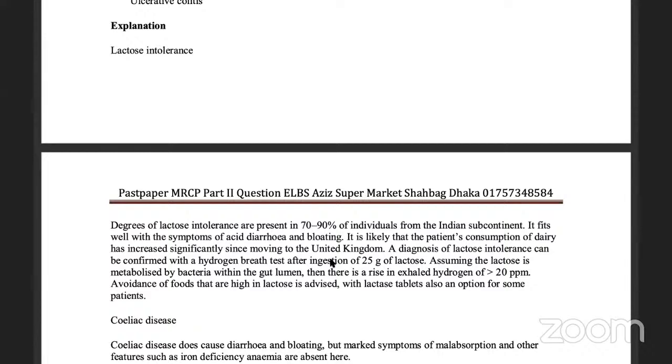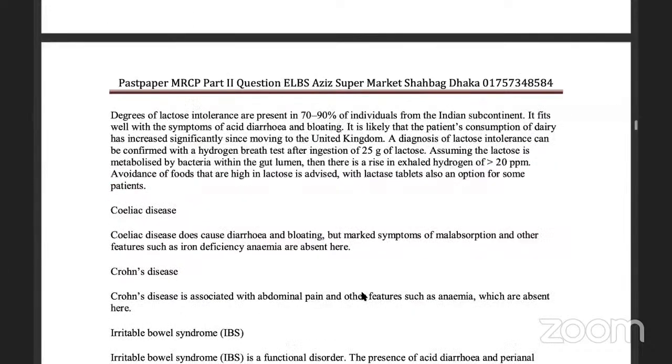Some degree of lactose intolerance is present in 70 to 90% of individuals from the Indian subcontinent. It fits well with the symptoms of diarrhea and bloating. Bloating is also a word used in the case of giardiasis. It is likely that the patient's consumption of dairy has increased significantly since moving to the UK. The diagnosis of lactose intolerance can be confirmed by the hydrogen breath test after ingestion of 25 grams of lactose. The lactose is metabolized by the bacteria within the gut lumen, and there is a rise in exhaled hydrogen of more than 20 ppm. Avoidance of foods that are high in lactose is advised, and lactose tablets are also an option for the patient.